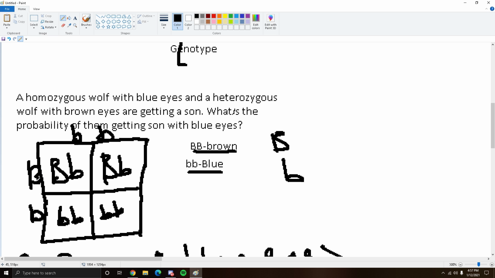It's going to be two of them mixed together, capital letter and lowercase. This is hetero, and this is homozygous recessive. I didn't realize it was recessive because I was going to explain this in this video. So this is recessive. All right.